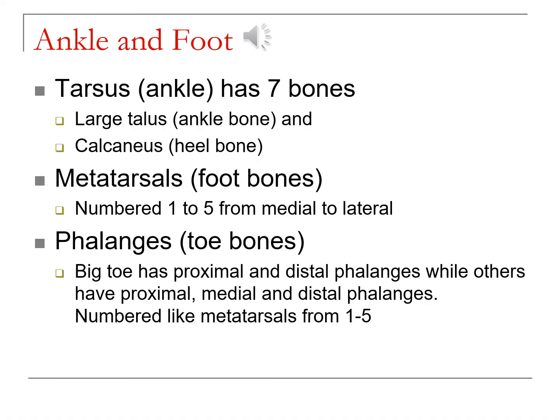The tarsus or ankle has 7 bones. Large talus is the ankle bone and your calcaneus is your heel bone. You have metatarsals, foot bones, numbered 1 to 5 from medial to lateral. And you have phalanges, toe bones. The big toe has only proximal and distal phalanges, while others have the proximal, medial, and distal phalanges. They are numbered like metatarsals from 1 to 5.